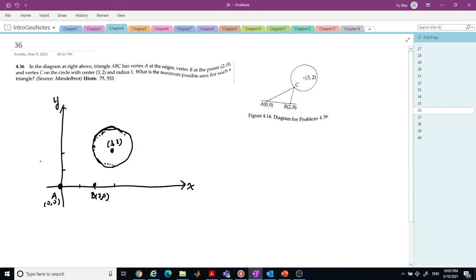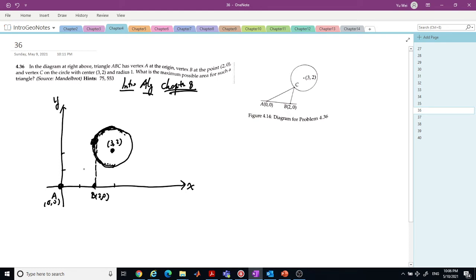So for this one, we have the coordinates, right? We have A at coordinates 0, 0, and B at coordinates 2, 0. If you are not familiar with this, go to Intro to Algebra, Chapter 8. Okay, then there is a center at 3, 2, and we have a circle here. We try to find some point on this circle.